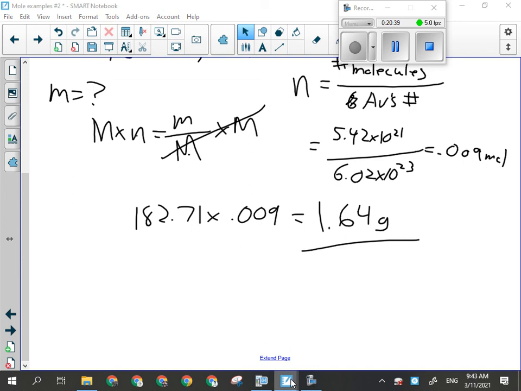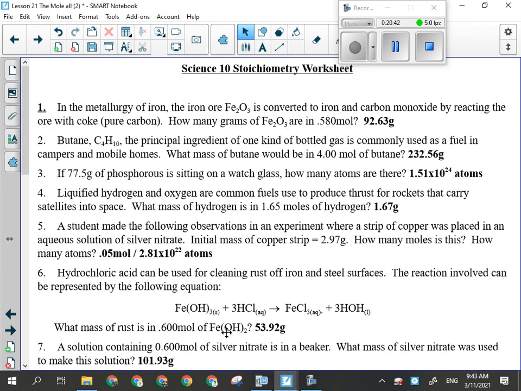Okay, I would like you guys working on, in your digital workbook, there's a stoichiometry worksheet. It's got these long wordy problems, but they're still mole equation problems. So like for question number 1 here, it's got a lot of extraneous information. In the metallurgy of iron, the iron ore, which is Fe2O3, is converted to iron and carbon monoxide by reacting the ore with coke, which is pure carbon. Does any of that matter? Not at all. All you need is this formula and the fact that there's 0.580 moles of it. Calculate the mass. It's an important skill to be able to read through a problem and get what you need from it. So that's kind of what these are about.